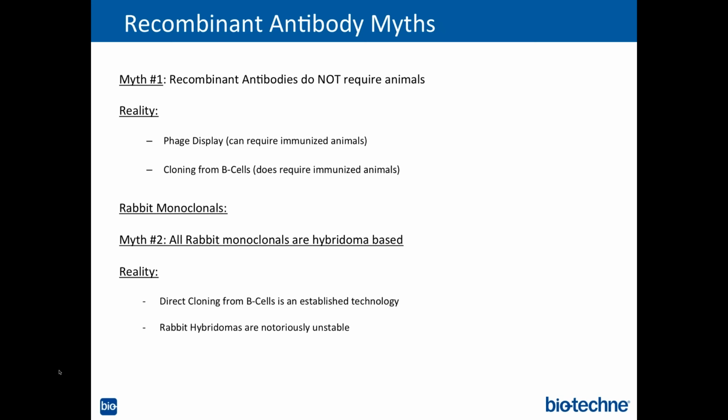However, rabbit hybridomas are more notoriously unstable, and it's been described in the literature as well if you'd like to find out more about that. So based on these two, we have chosen in-house to go with a system that actually utilizes B-cell cloning.